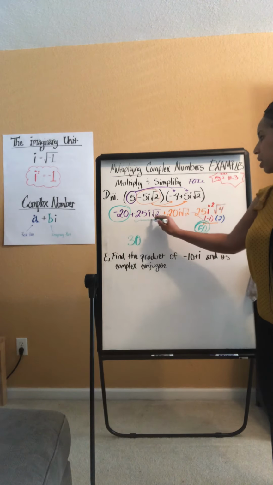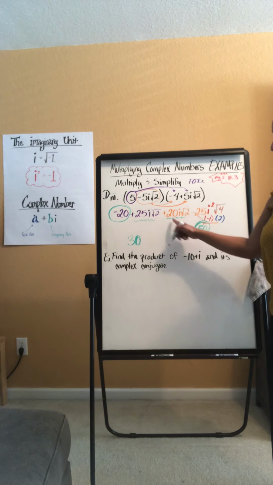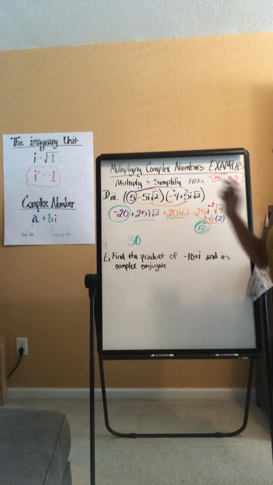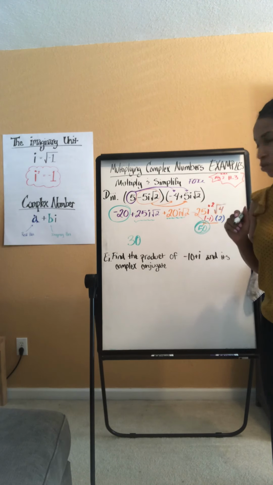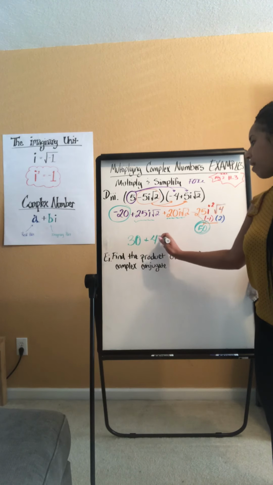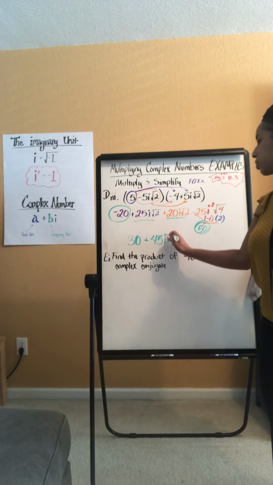And then these are actually like terms, okay? Because they're both the i and the square root of 2, and the i and the square root of 2. How many i's and square root of 2's do I have? 25 plus 20 gives me 45 i's and square root of 2's.